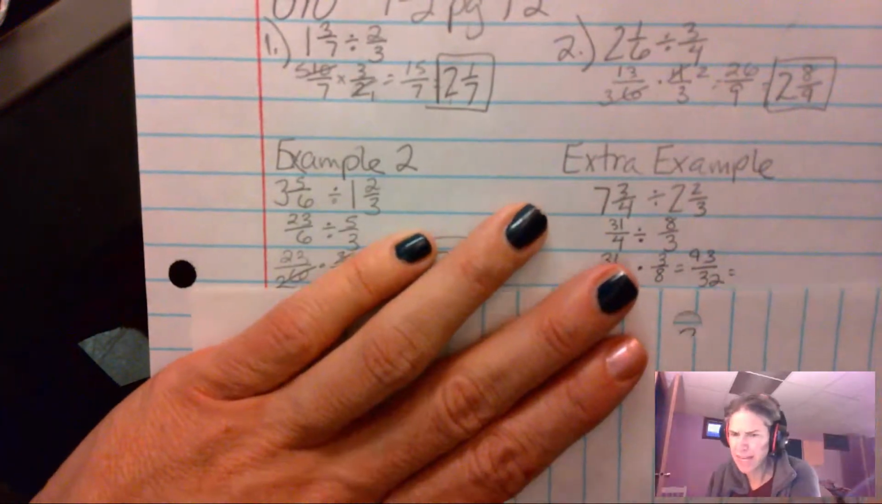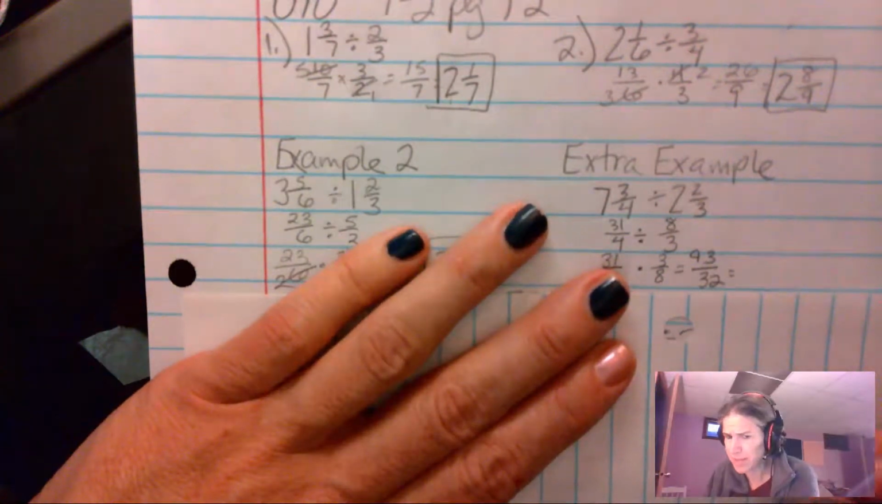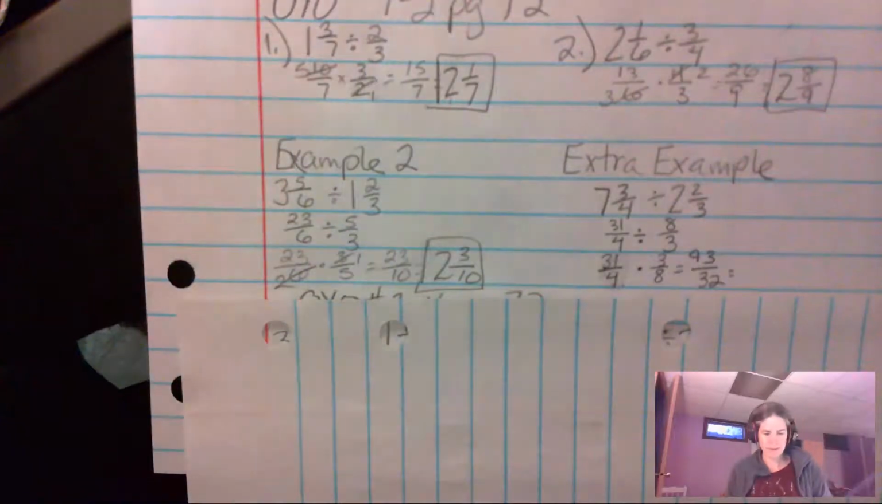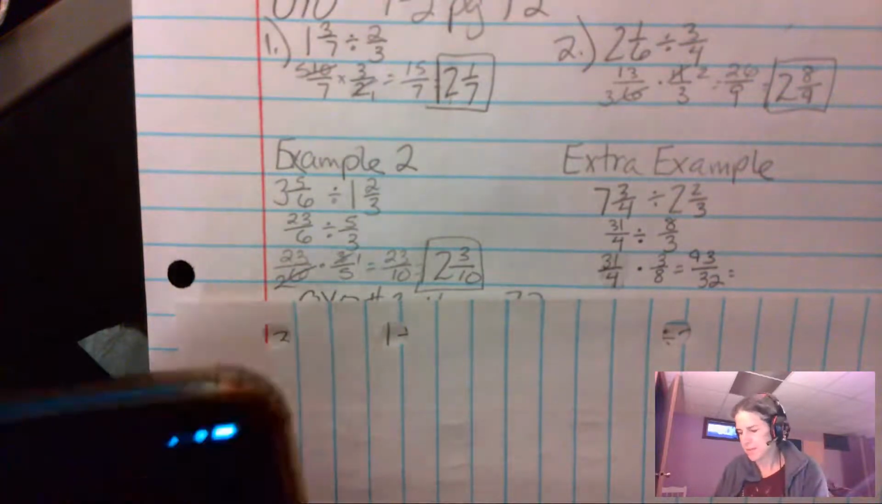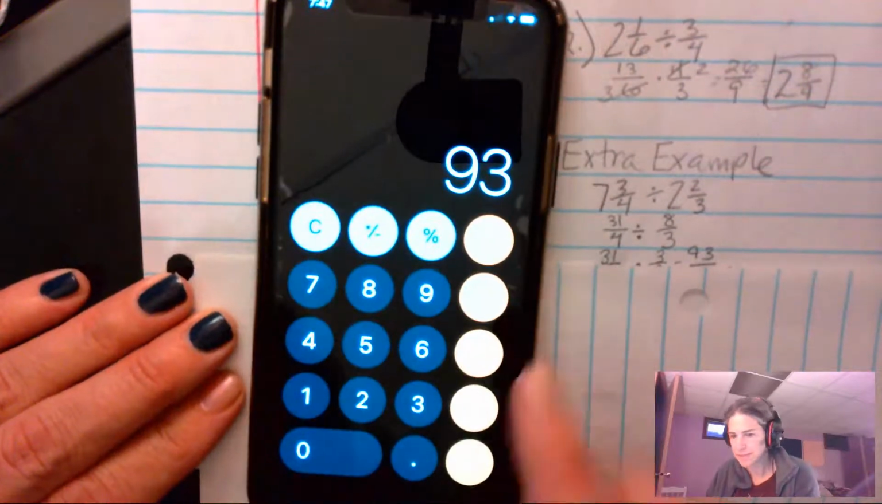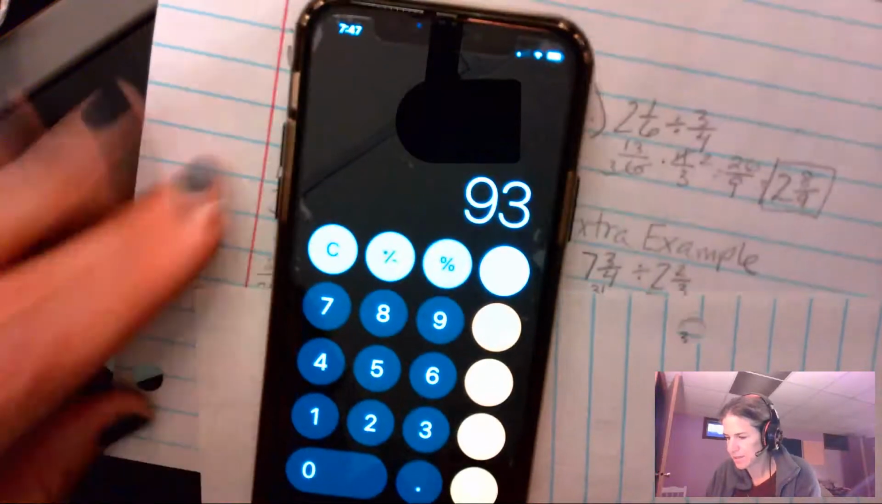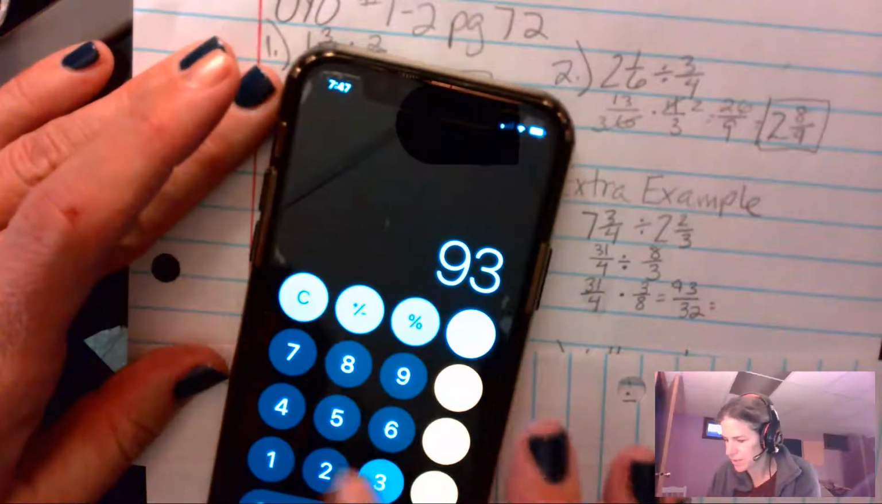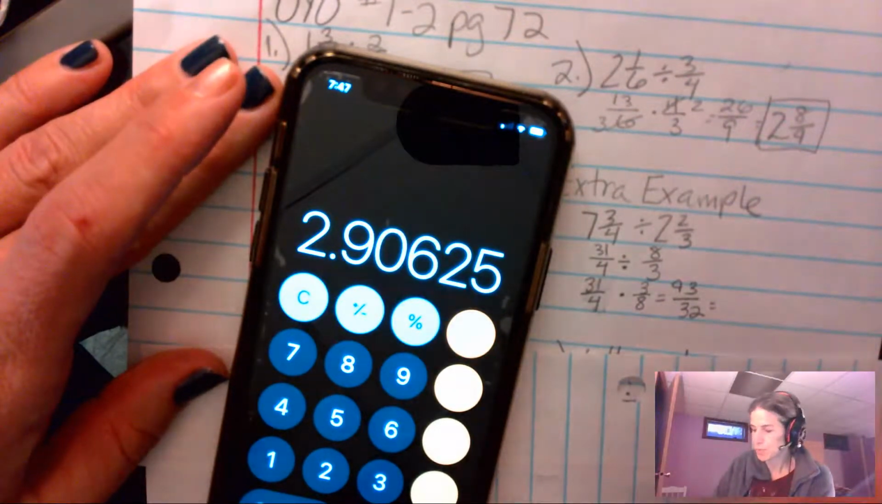Miss Smith, I don't know 93 divided by 32. That's okay, guys. We can do a little bit of math using a calculator. It's cool. Or you can just do it by hand because it's not going to be that big of a number. All right, so I have 93 divided by 32. Oops, my stuff's all shifty. Okay, divided by 32 is 2 wholes, right?